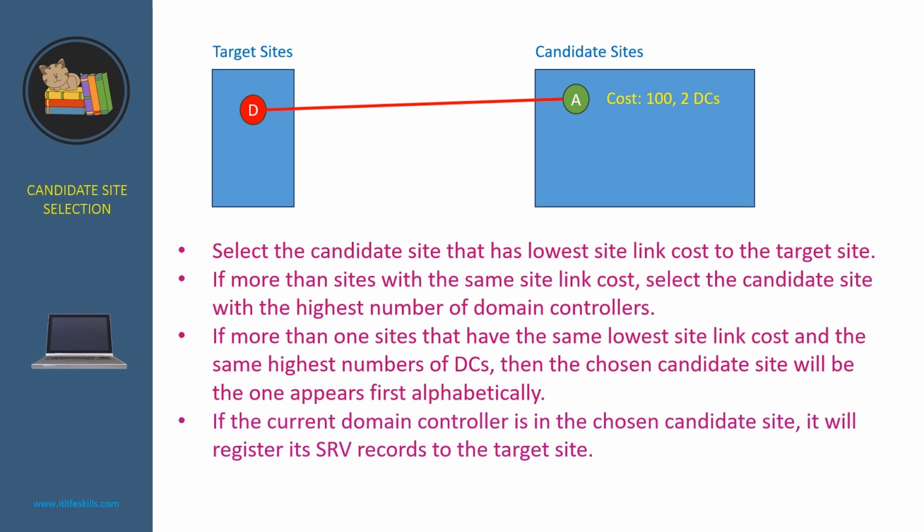If the current domain controller is in the chosen candidate site, it will register its service records to the target site. In this case, site A is chosen. If the current domain controller is in site A, it will register its service records in the target site D.